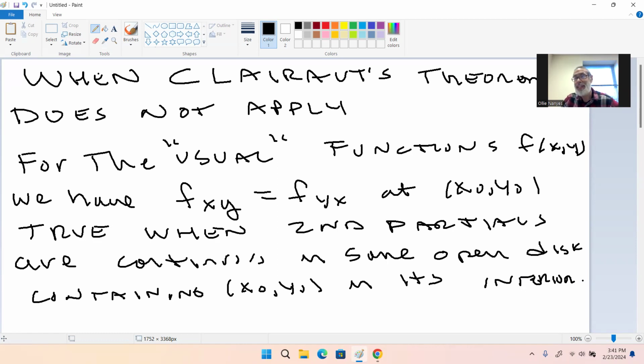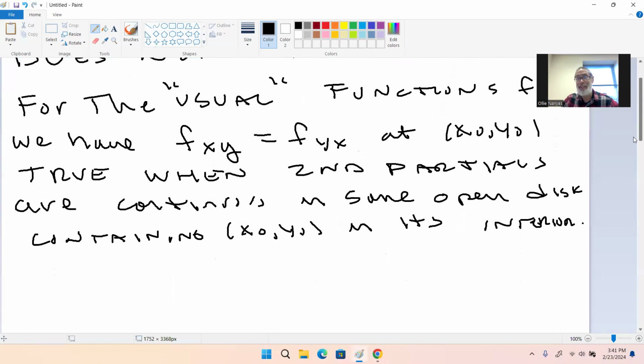Now, if you want to get into the weeds or into the whys for that, that's a great reason to take some advanced calculus and learn a little bit about Taylor series for two variable functions. But there's a reason for this hypothesis. And so let's go ahead and look for a case where Clairaut's theorem does not apply.